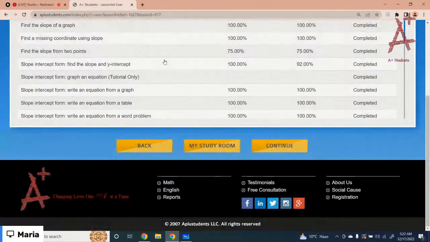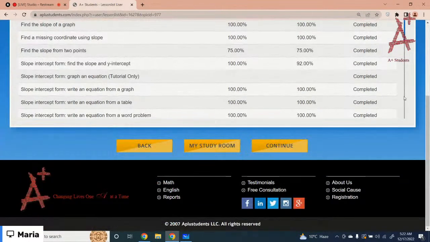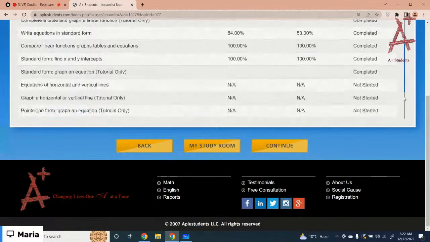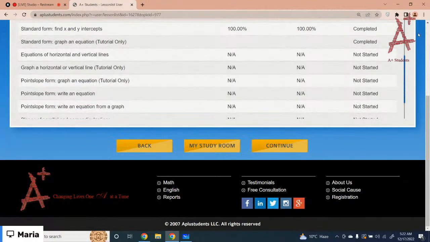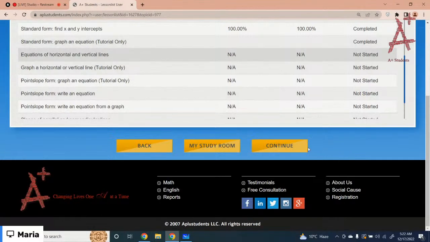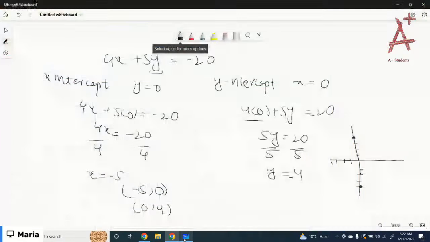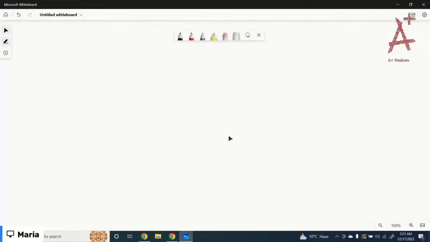Okay, let's start with the next lesson. The next lesson is equations of horizontal and vertical lines. Got it? Let's start with a new lesson. Let me write down the lesson name. Okay, the lesson name is equations of horizontal and vertical lines.